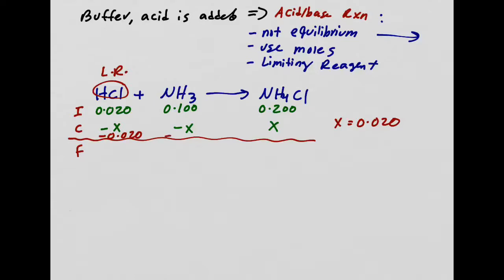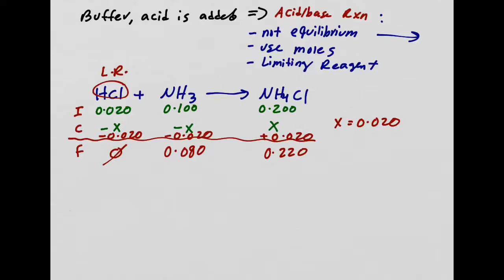So that's my limiting reagent, which means I'm going to use 0.020 minus 0.020 plus 0.020. I'm going to have none of the HCl left. Every single HCl is going to react with ammonia. But I'm going to have 0.080 moles of ammonia left and 0.220 of ammonium chloride left. So far so good. Okay, so this was an acid-base reaction.